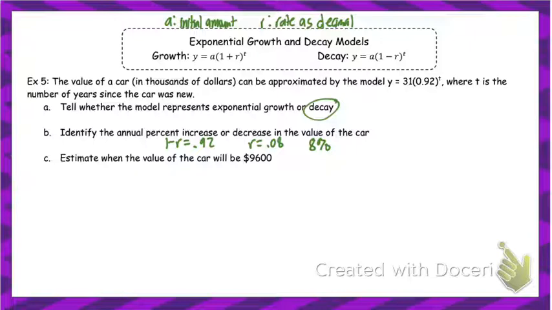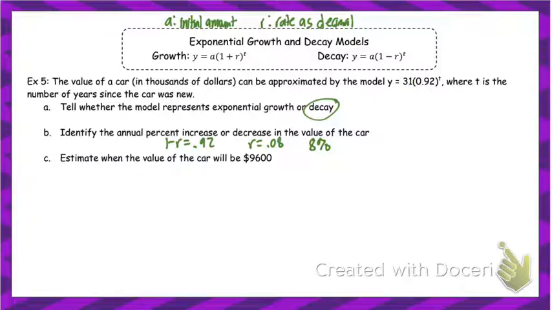So next thing we're going to do is estimate when the value of the car will be $9,600. So 9,600 in this model is a Y value. Okay, so we're going to solve for when our Y would be 9,600. We got to be careful about a couple things though. 9,600 is not what I want to plug in for Y. Okay, look at your model. If we were going to plug in 9,600 for Y, that would mean that the car is $31 to start, which doesn't really make sense.